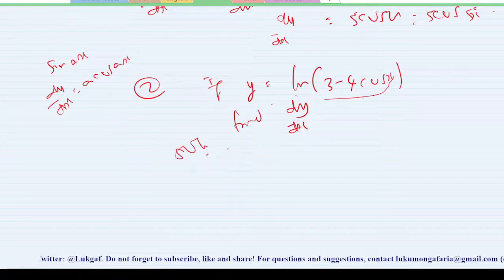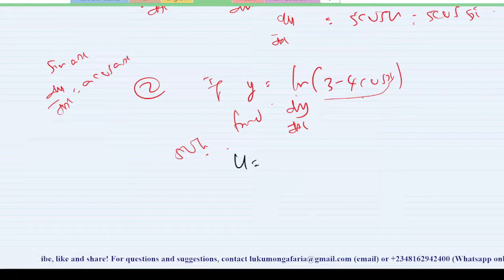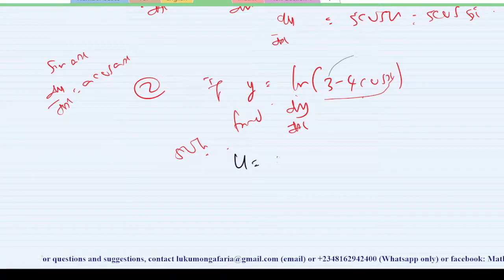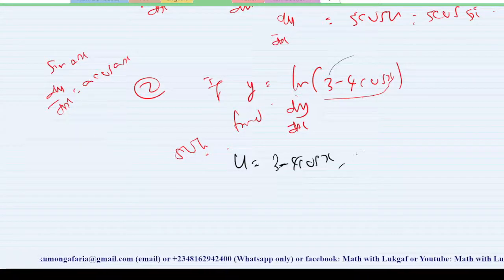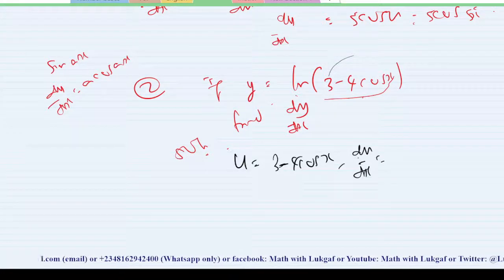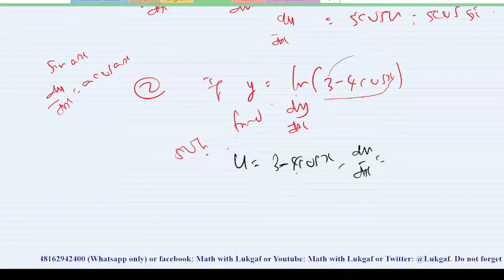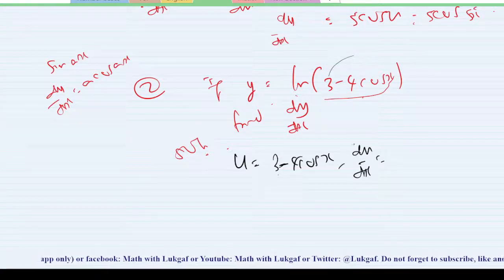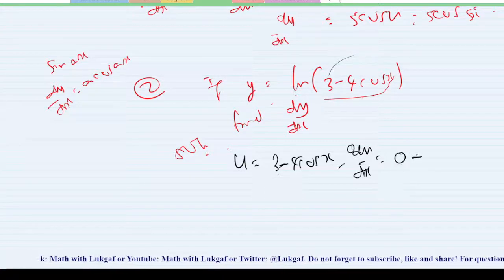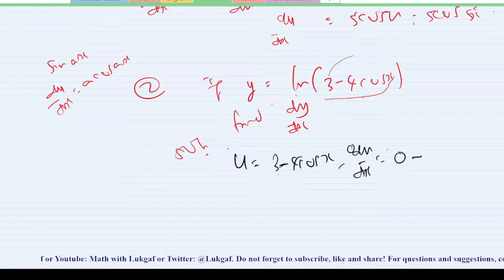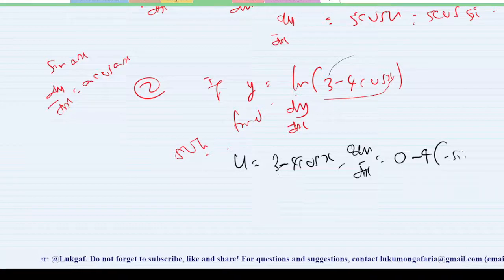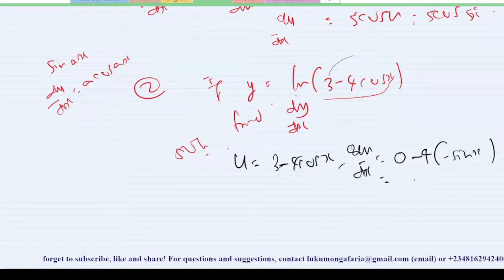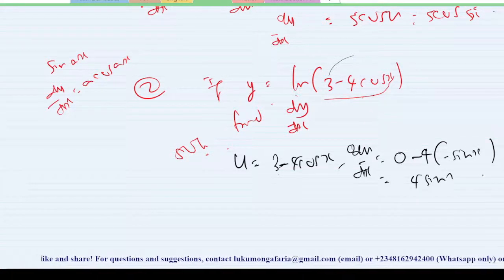Don't forget the approach is very simple. You make your u. What am I going to make as u here? That is 3 minus 4 cos x, right? Then you find your du/dx. If you differentiate this, your du/dx will be the derivative of a constant, which is 0, minus the derivative of cos x, which is minus sin x. That will give me 4 sin x.